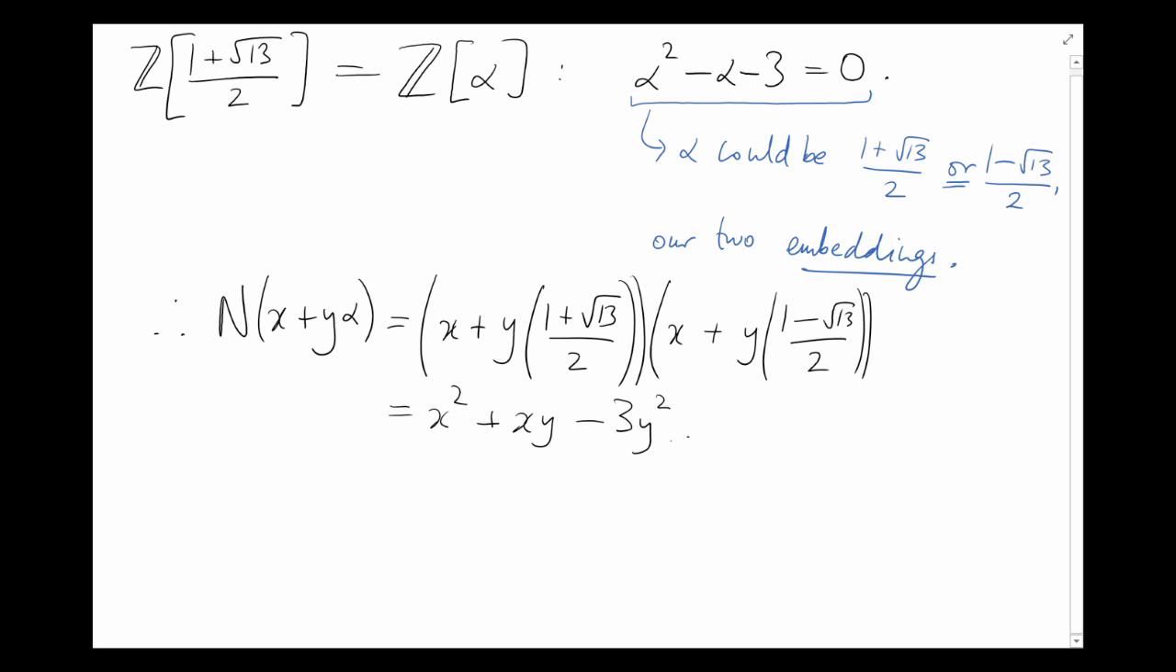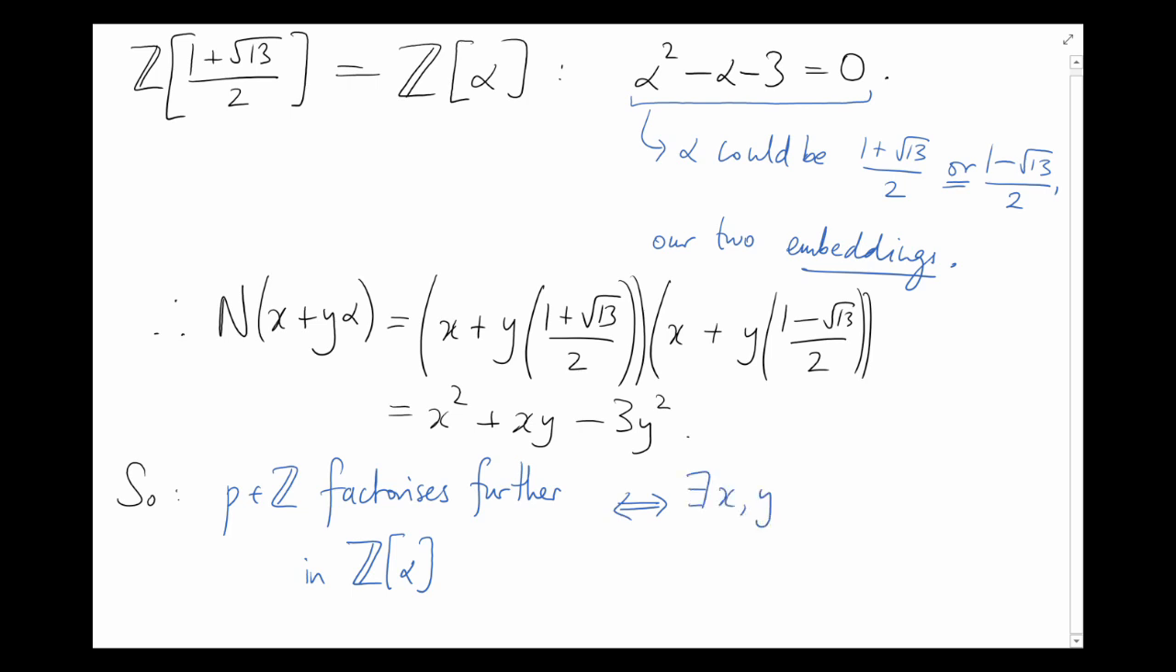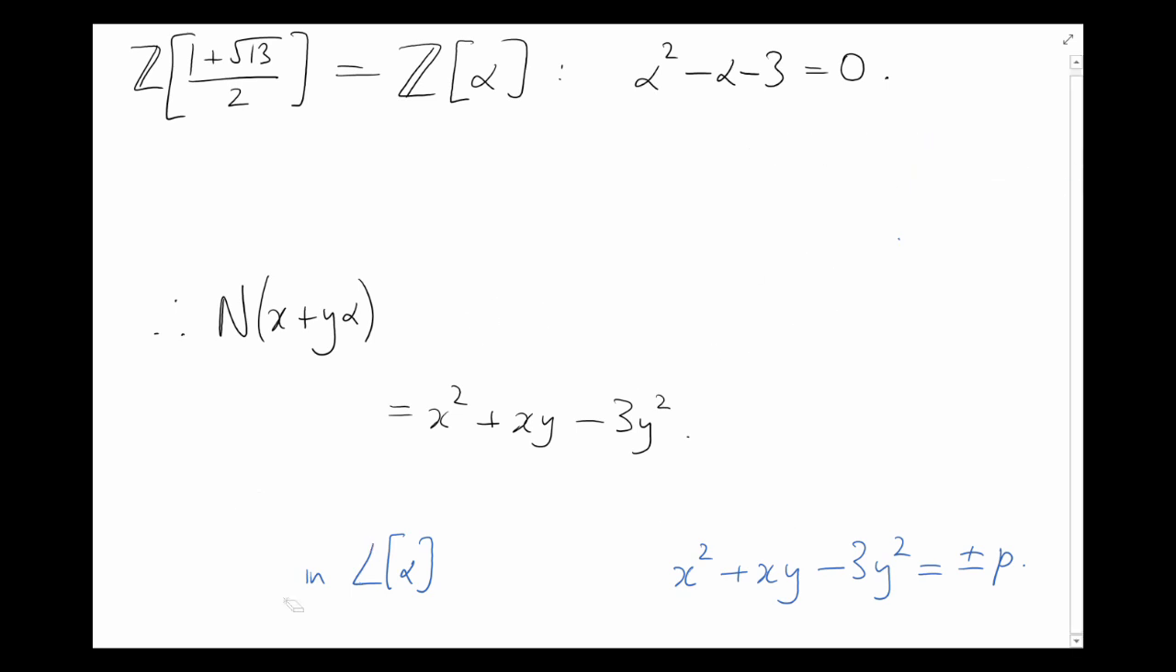Great, so now we can try to proceed as before. When does a rational prime p factorize further in z adjoin alpha? Well, exactly when some element has norm plus or minus p. That is, when there exist some integers x and y, such that x squared plus xy minus 3y squared equals plus or minus p. So we want to solve this equation.